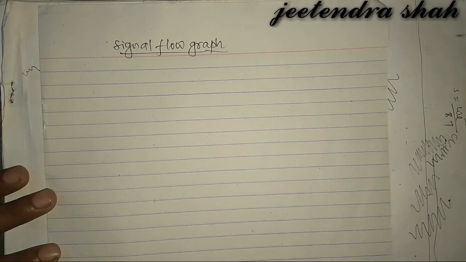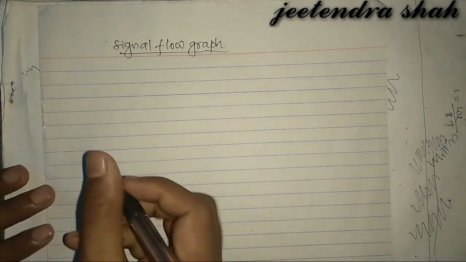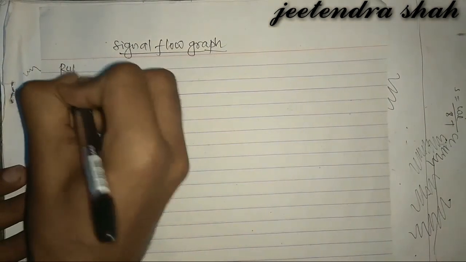Today in this lecture we will discuss the signal flow graph and the construction of signal flow graphs from the block diagram reduction techniques. First of all, signal flow graph. Since the process of block diagram reduction is time consuming, a simple technique was developed, known as signal flow graphs. In this lecture we will study how to construct a signal flow graph from the block diagram. There are some rules for it. First of all, we have the first rule.